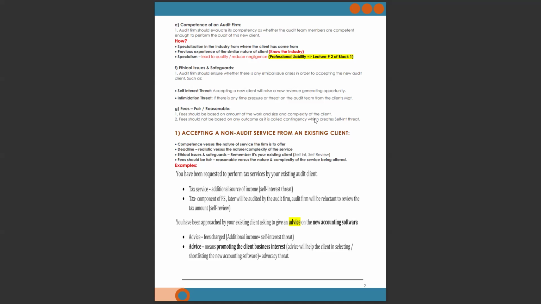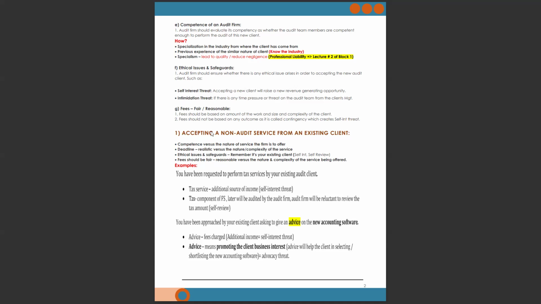Okay, these are the few things which we have just discussed. If there is a question in your exam regarding accepting a new audit client, you will have to write these elements. Make sure you link with the exhibit, otherwise you will not score a single mark. Also, this is a very important topic. I will show you how many times this topic is tested in your exam.